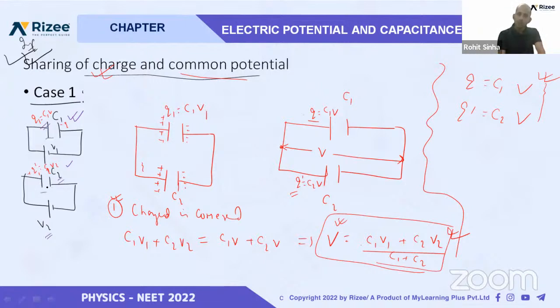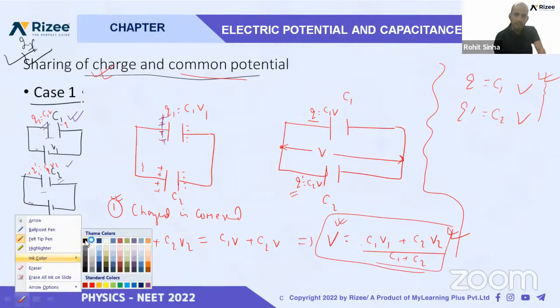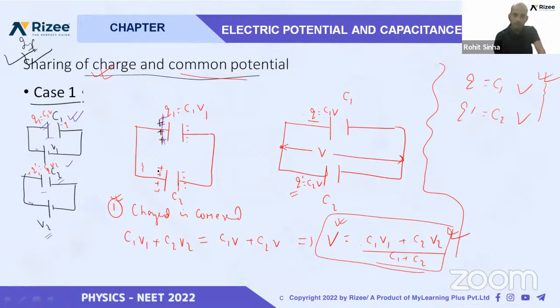Now what we did, we joined them together, removing the batteries, such that the positive plate of one capacitor is on the same side as the positive plate of the other capacitor, and the negative side of one capacitor is on the same side as the negative side of the other. Then after some time, since they are in parallel combination, they will attain a common potential V.